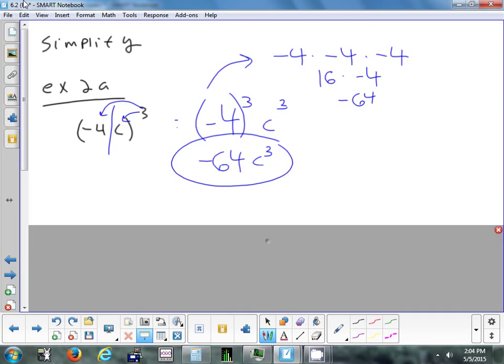It's like this. You're like, okay, I know 3 is odd, and I got a negative base, so my answer better be negative. I got a 2 here, and my base is negative, so my answer better be positive. I'm not asking you to memorize it. It's just one way to check yourself. Okay? Next one.